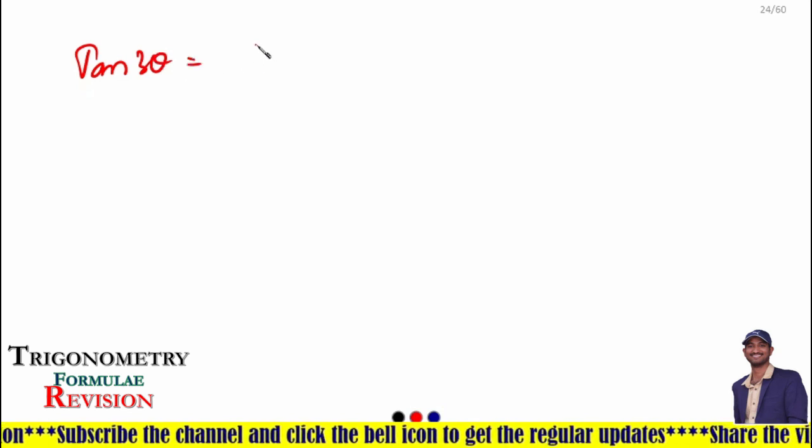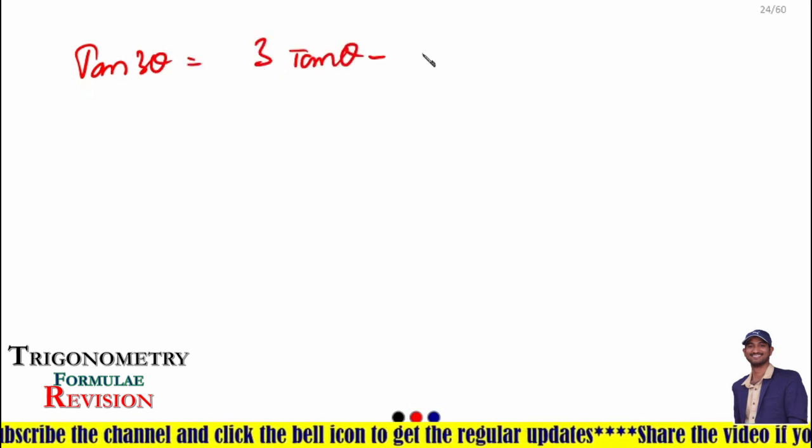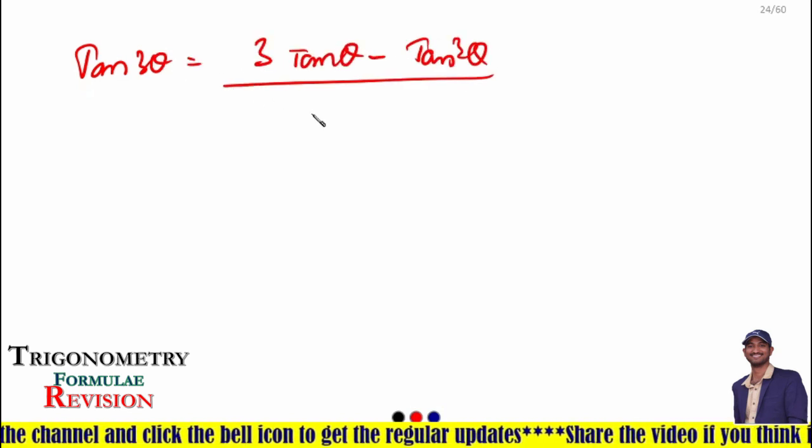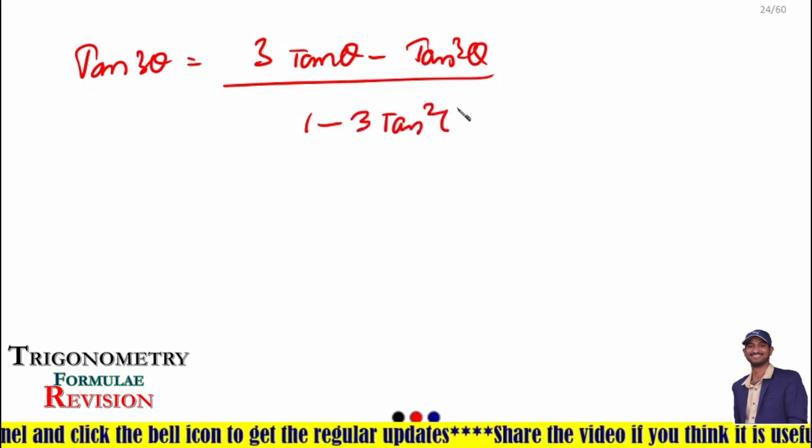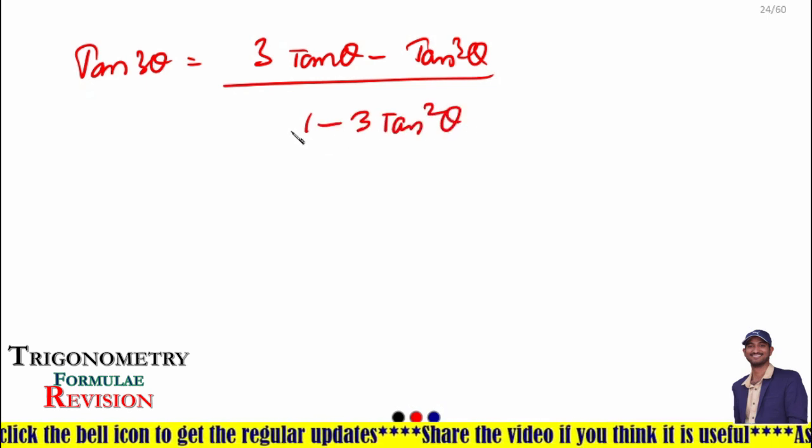And next, tan 3 theta is equal to 3 tan theta minus tan cube theta by 1 minus 3 tan square theta. This is the direct formula for tan 3 theta.